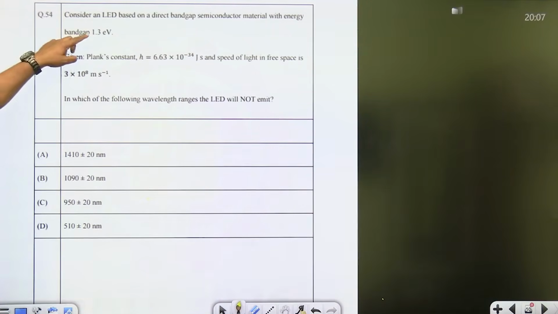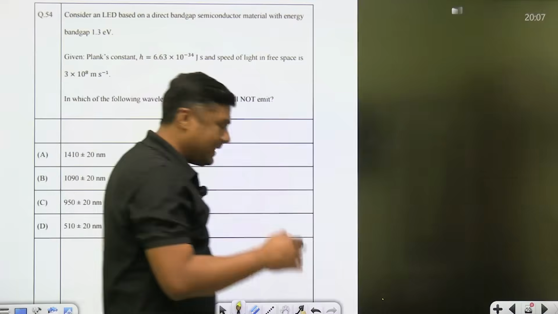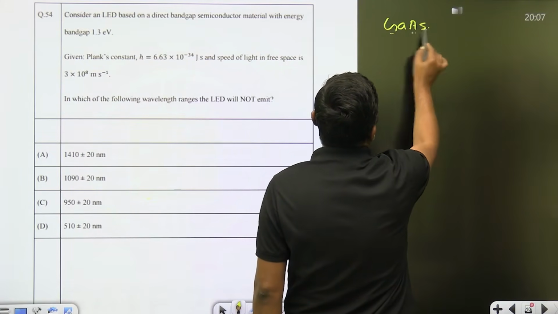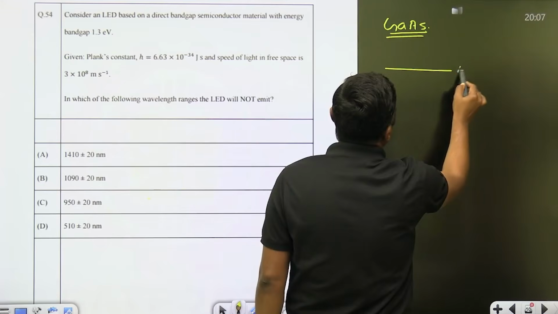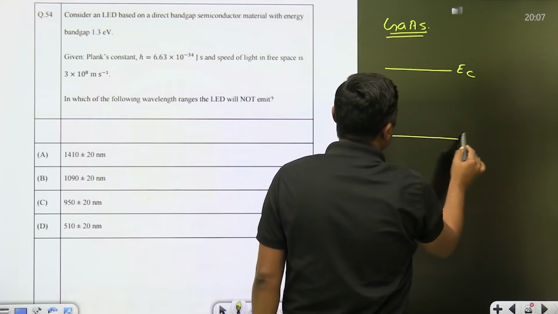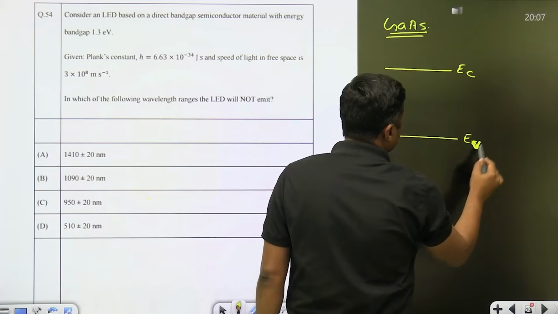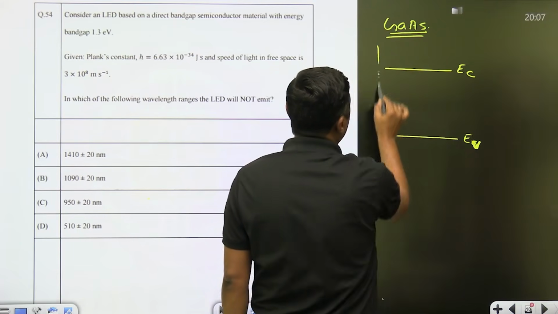Consider an LED based on a direct band gap semiconductor material with energy band gap 1.3 electron volt. So this is like gallium arsenide, for example. It is a direct band gap semiconductor. So this is the conduction band, this is the valence band, and this is called the EK diagram.